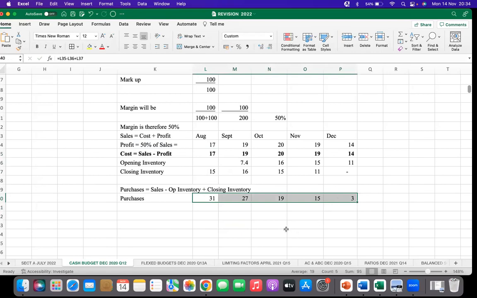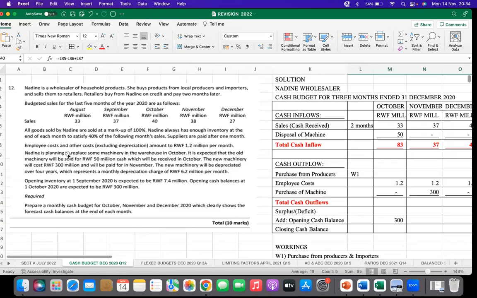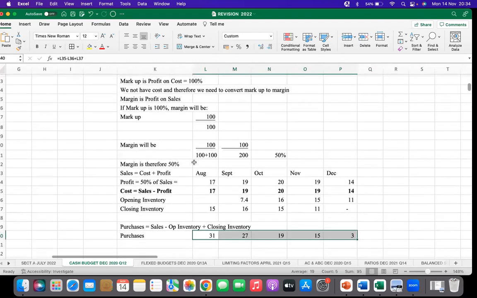I hope we are still together. The last sentence you have been told: suppliers are paid after 1 month. So that is cash paid.